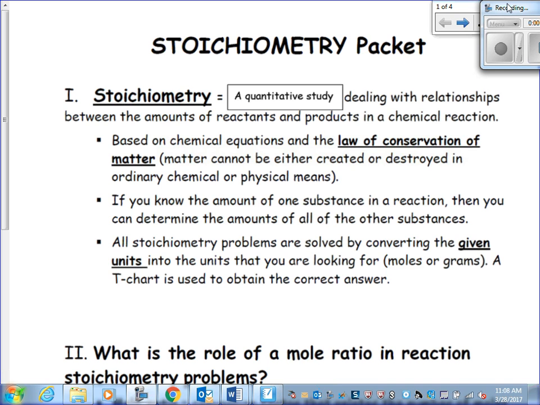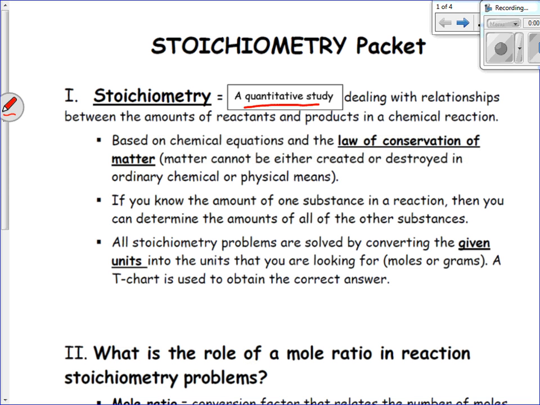Stoichiometry now. Stoichiometry is a quantitative study. What do you think of when you hear the word quantitative? Numbers. This does have to do with numbers, and it's a mathematical relationship that we're going to be using to figure out stuff in our chemical reactions.